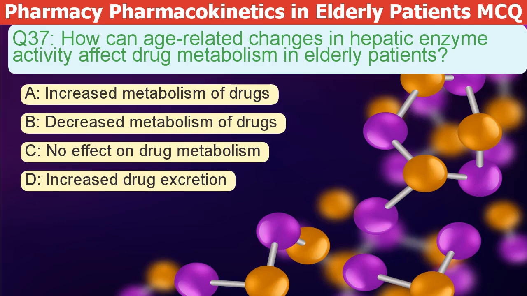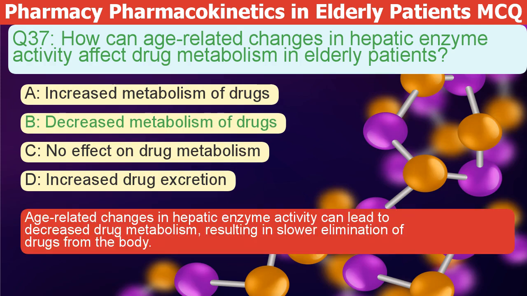How can age-related changes in liver enzyme activity affect drug metabolism in older adults? A. Increased drug metabolism. B. Decreased drug metabolism. C. No effect on drug metabolism. D. Increased drug excretion. The correct answer is B.